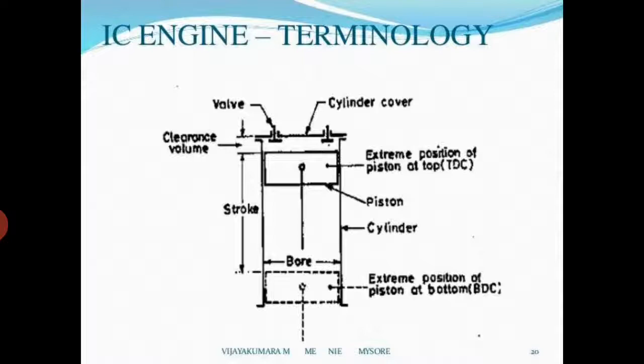Now our next topic in the IC engine terminology is clearance volume. Clearance volume is the volume contained in the cylinder below the cylinder head and above the top of the piston when the piston is at TDC position, and it is briefly written as VC.